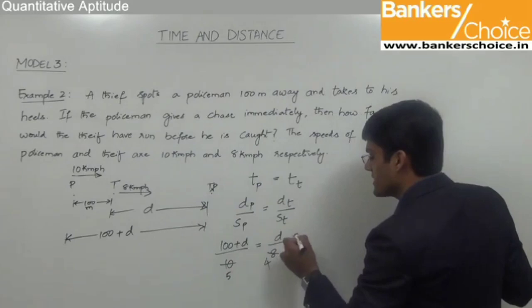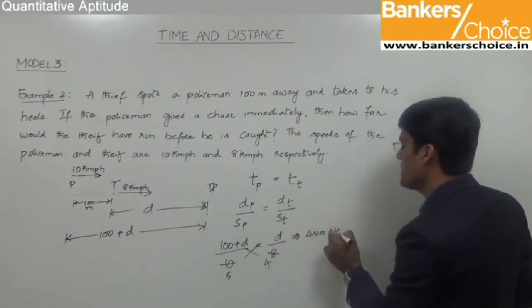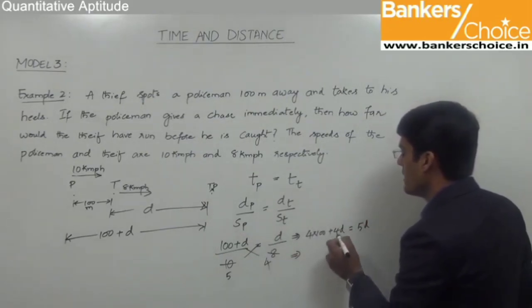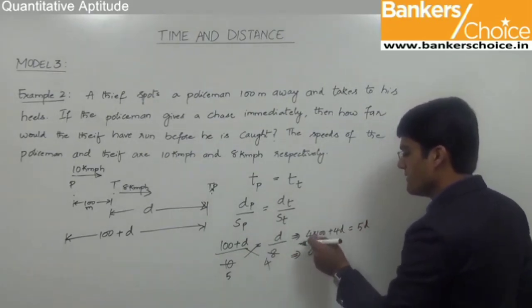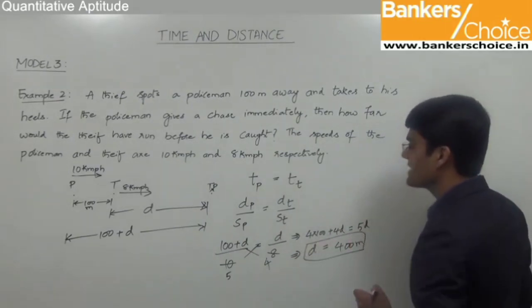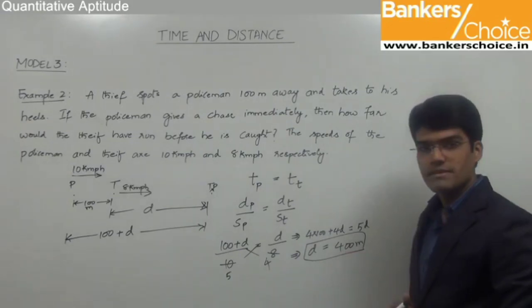And with cross multiplication we can say that 4 into (100 plus d) should be equal to 5 into d. So very clearly 5d minus 4d, that is d, will be equal to 4 into 100, that is 400 meters. So the distance covered by the thief before he gets caught is 400 meters.